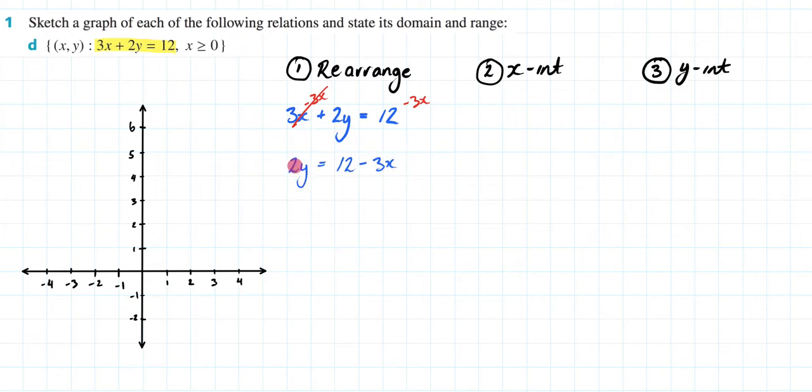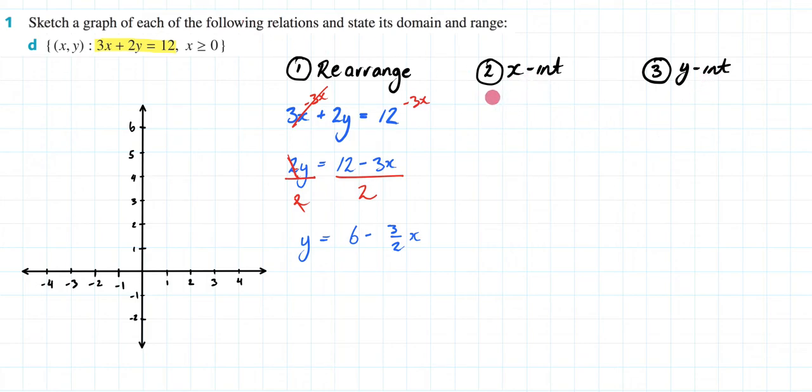Next thing I want to do is get rid of this 2, so I'm going to divide both sides by 2, and I'm going to be left with y is equal to 6 minus 3 over 2 x, because by that I just got rid of these 2's. So now I have a nice equation which I can sketch. Now, when I'm sketching something, I need 2 things. I need my x-intercept and I need my y-intercept.